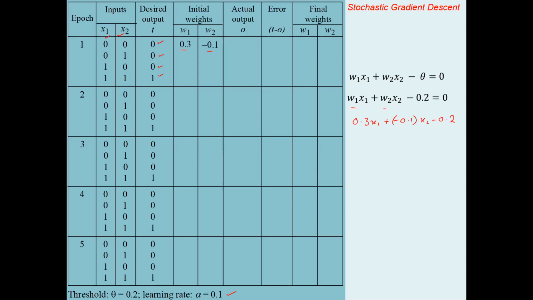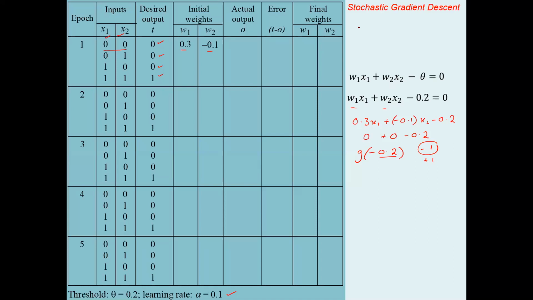Now I feed it the first training example: x1 is 0, x2 is 0. So 0.3 into 0 becomes 0, this term also becomes 0, and this becomes minus 0.2. So I get minus 0.2. Now I have to apply activation function G. The activation function says that if it's a negative value, your output is minus 1, and if it's a positive value, your output is plus 1. Since it's a negative value, my output is minus 1.